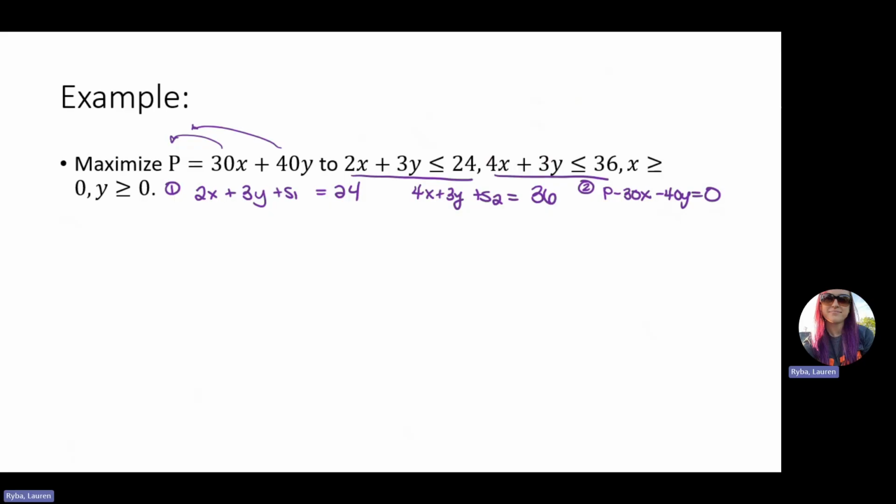Step 3 is to create our matrix. Our matrix is going to have the following: x, y, slack 1, slack 2, p, and then the answer. And I have 3 equations that I'm going to plug in here. So the first one is a 2 in front of the x, 3 in front of the y, a 1 in front of the s1. There is no s2, no p, and the answer is 24.